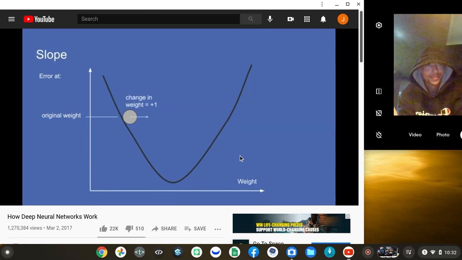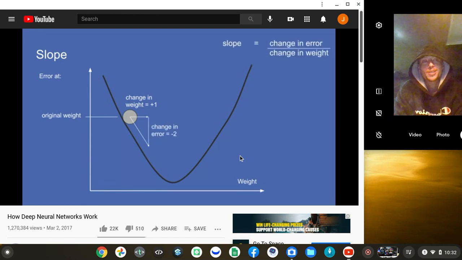So, just to review, the slope that we're talking about is when we make a change in weight, the error will change a little bit. And that relation of the change in error to the change in weight is the slope.